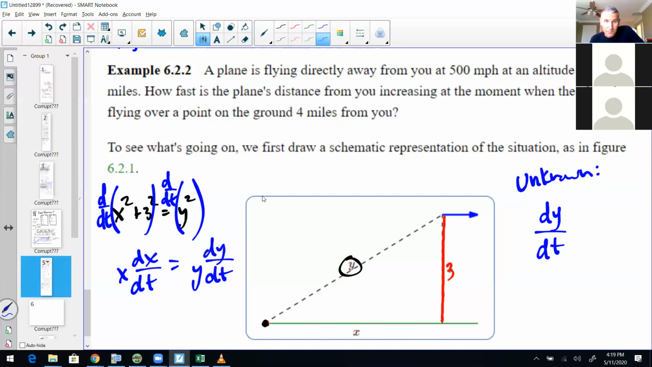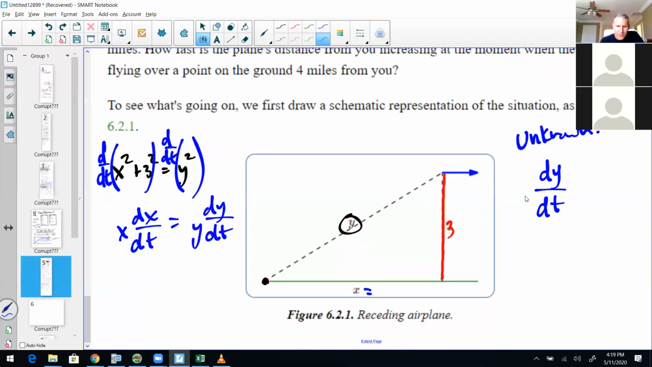So let's look at this. They say a plane is flying directly away from you at 500 miles per hour. So, okay, that would be dx/dt, the rate that x is changing. So dx/dt equals 500 miles per hour. Now the question is, every time I plug in a value for a rate, I ask myself, should that be positive or should it be negative?